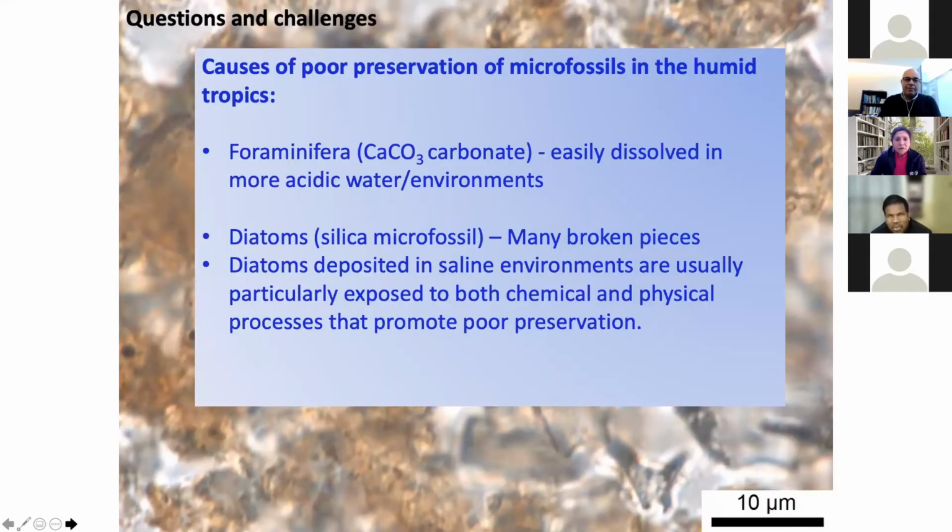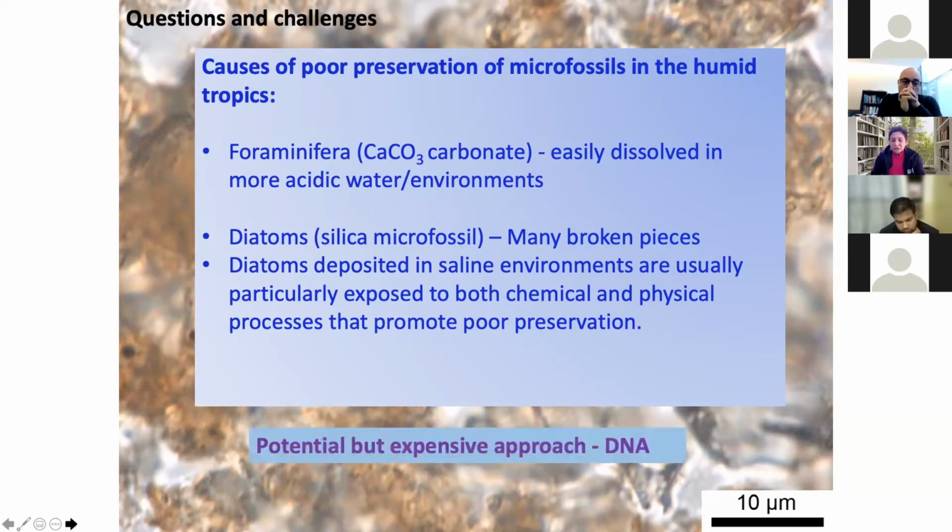So what we think is causing the poor preservation of microfossils in the humid tropics: first, foraminifera are formed of carbonates that are easily dissolved in more acidic water or more acidic environments. So that's one of the problems. And then diatoms, although they are made of silica, we found many broken pieces, and also diatoms that are deposited in saline environments can be more exposed to chemical and physical processes that will cause poor preservation.